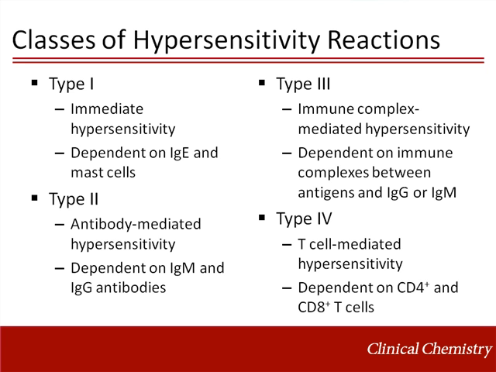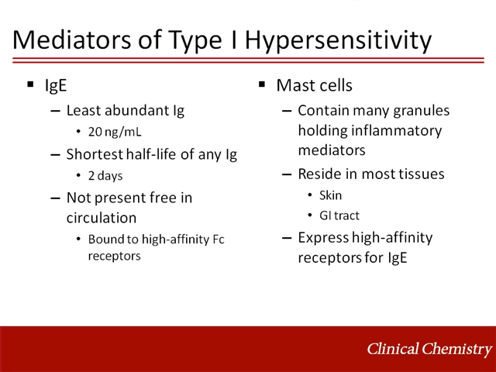In the context of allergic disease, we will focus on the type 1 or immediate hypersensitivity reaction. As stated previously, IgE and mast cells are the primary mediators of a type 1 reaction. IgE is the least abundant circulating immunoglobulin isotype, generally on the order of 10 to 20 nanograms per milliliter. It also has the shortest half-life of any immunoglobulin, around 2 days. It is generally not present free in circulation, but rather is bound to mast cells through a high-affinity Fc receptor.